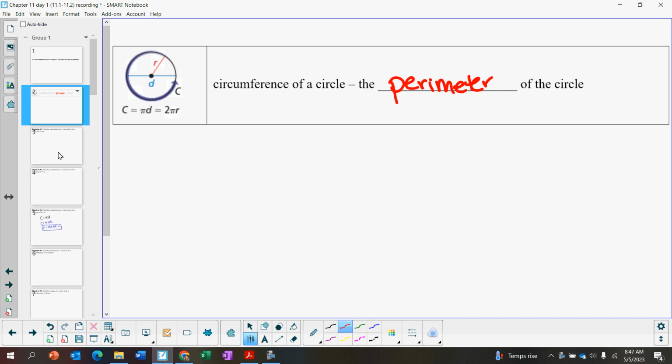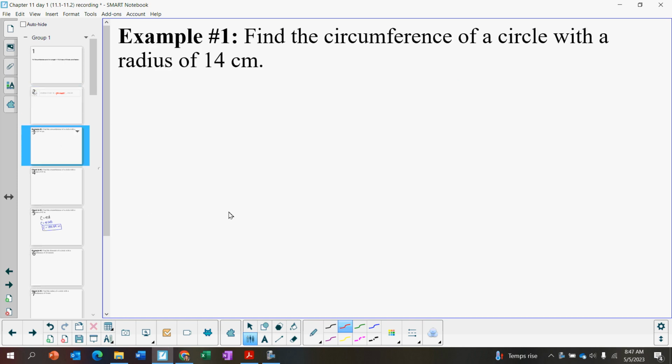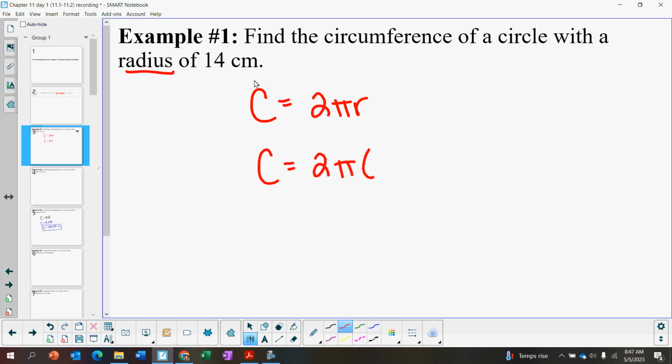which formula we'll use. So first we just want to find the circumference of a circle with a radius of 14 centimeters. Because it gives us the radius, we're going to use C equals 2 pi r. So we're looking for C, and that's equal to 2 pi times 14. In our calculators, we should be able to pull up a pi symbol. So let me pause for a second, and I'll pull up my calculator and show you where it is.